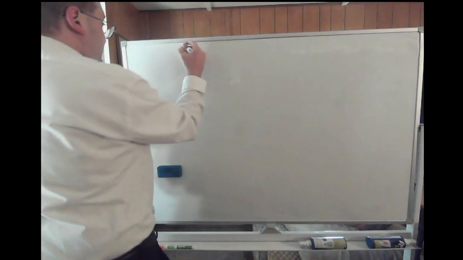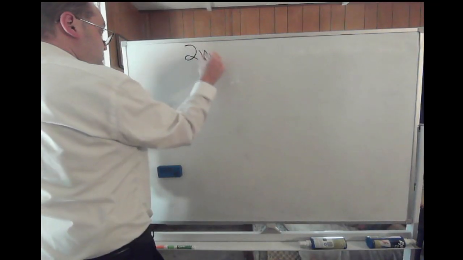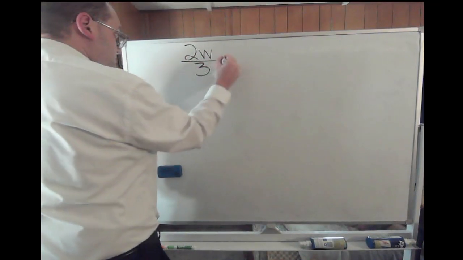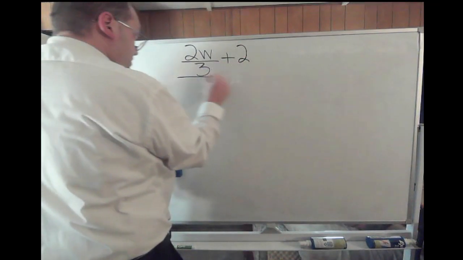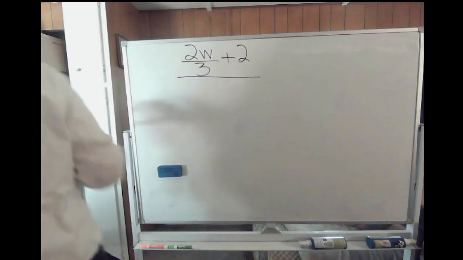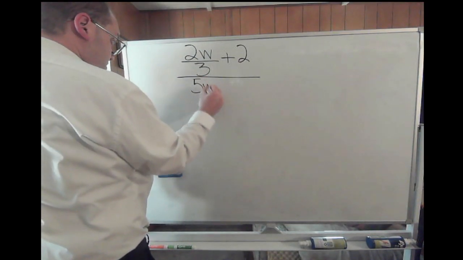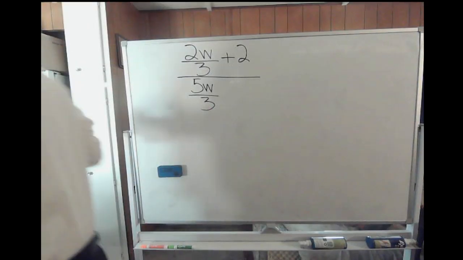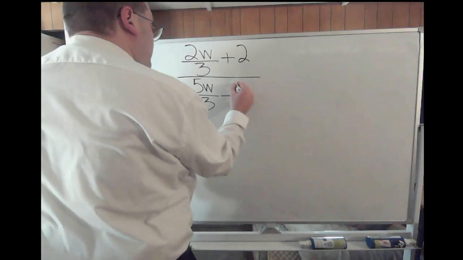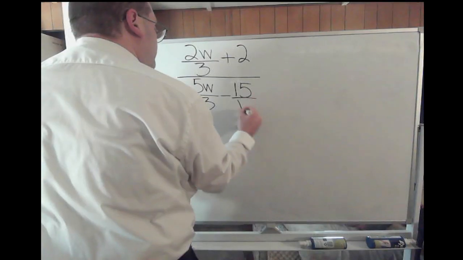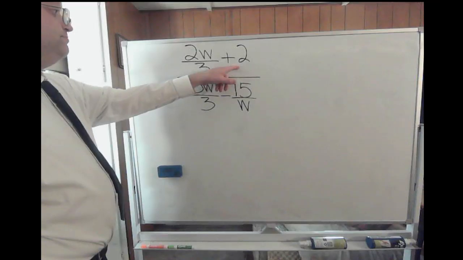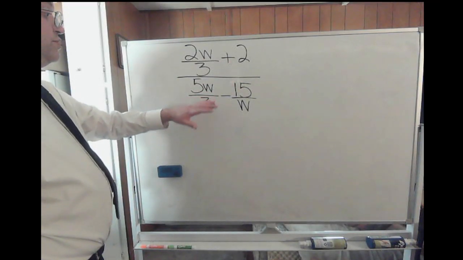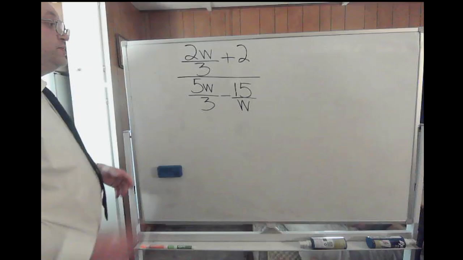All right. Let's see here. We have 2w over 3 plus 2, all over 5w over 3 minus 15 over w.